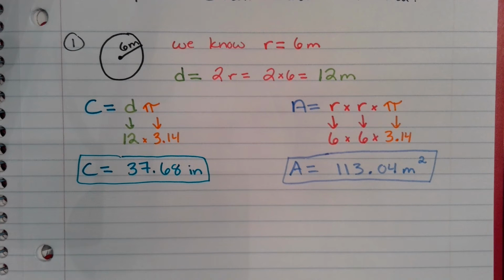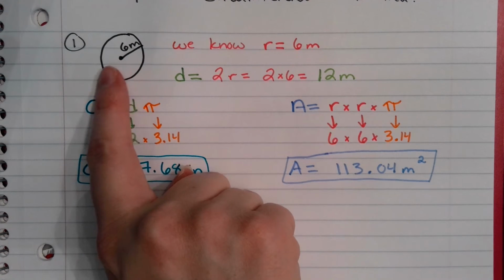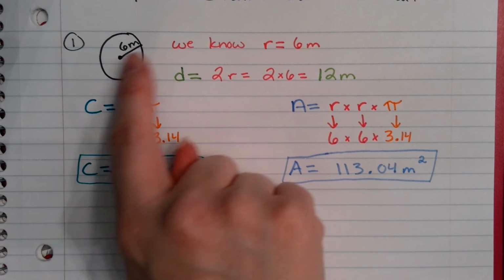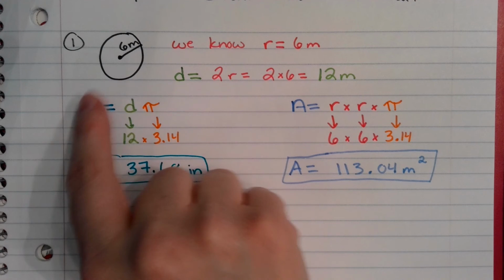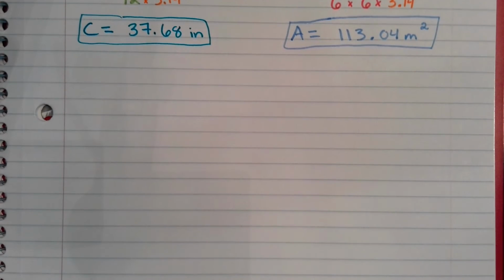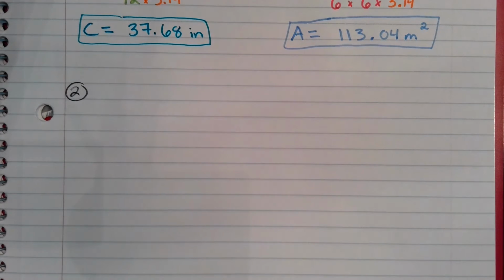So it's always a good idea that when you're given a unit, if you're given the radius, identify what the radius is and the diameter. If you're given diameter, you've identified diameter, now identify radius. It's always a good idea to know what both of those measurements are. Okay, let's go on to another problem.